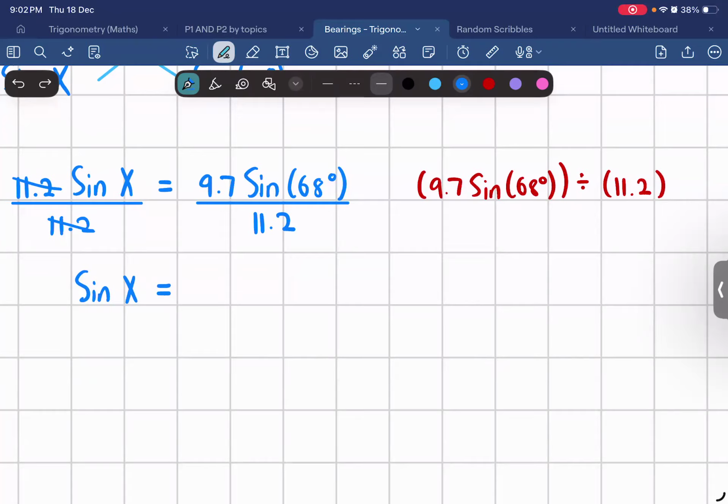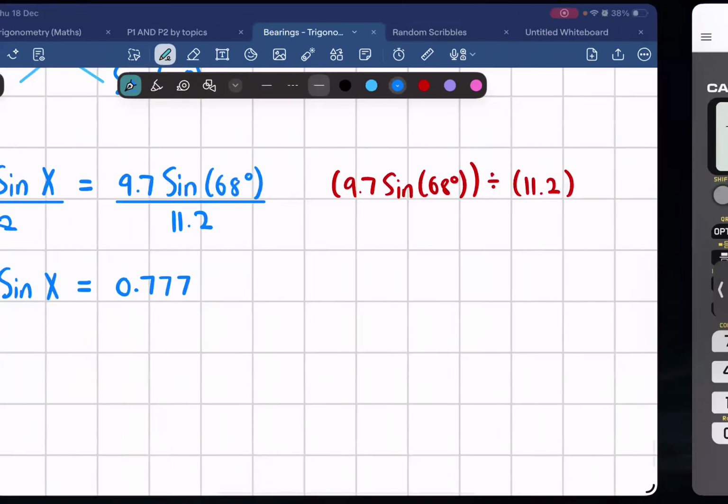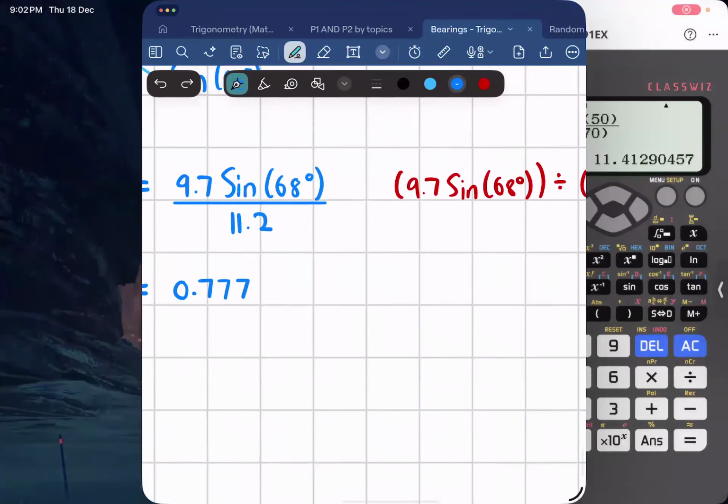Right? So somebody plug this into the calculator, let me know what you get. So I get 0.77. Wait, I didn't catch that properly. Let me just check it on my end.